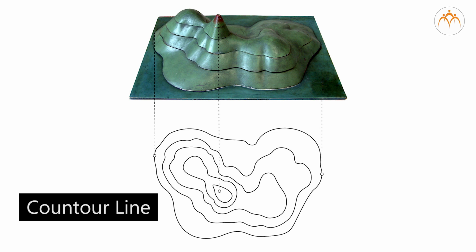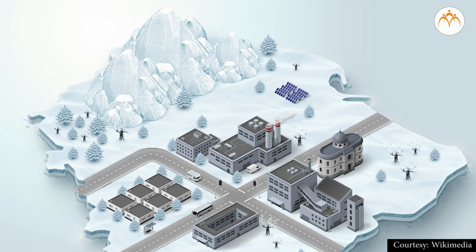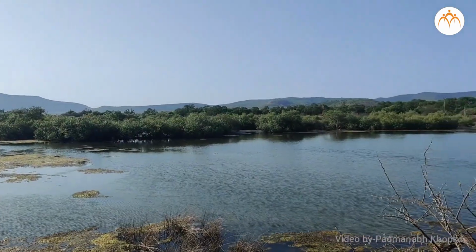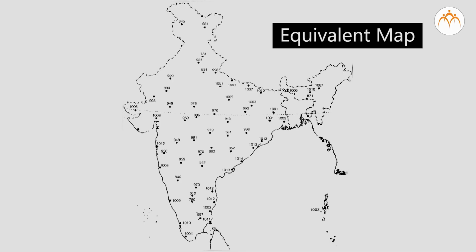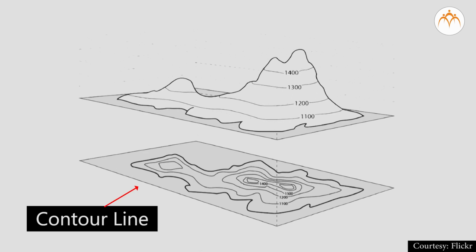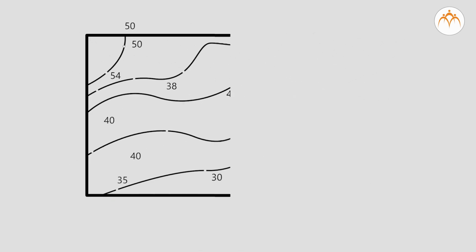The contour lines are a type of equivalent map. Equivalent maps are used to show the distribution of different geographical elements. Contour lines are the lines connecting the points of equal heights.